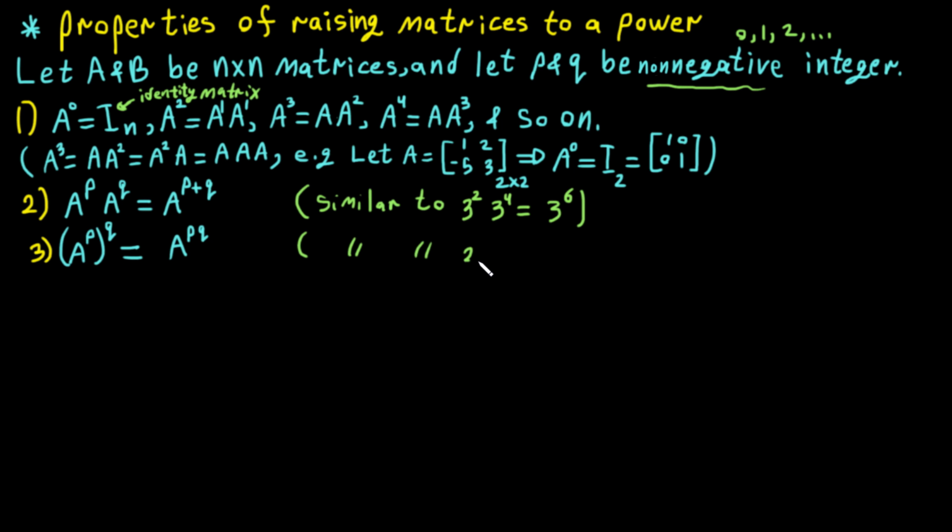For example, (2^4)^3 is equal to 2^12. So the same as numbers. If you have the exponent 4 for 2 and the whole thing to the exponent of 3, then the answer will be 3 multiplied by 4, which is 12, and it is similar for matrices. So (A^p)^q gives us A^(p multiplied by q). So it's very obvious. Now let's write the fourth property.